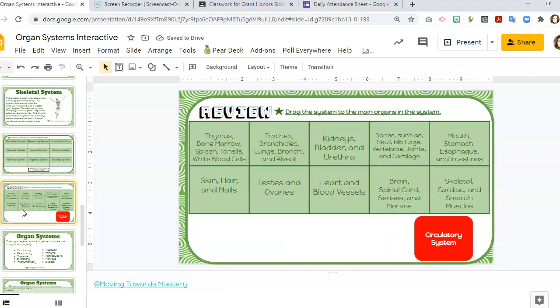On slide 16, you're going to drag the system to the main organs in the system. So the circulatory system, you're going to click. You're going to drag this over to the box that has all the organs for that system.